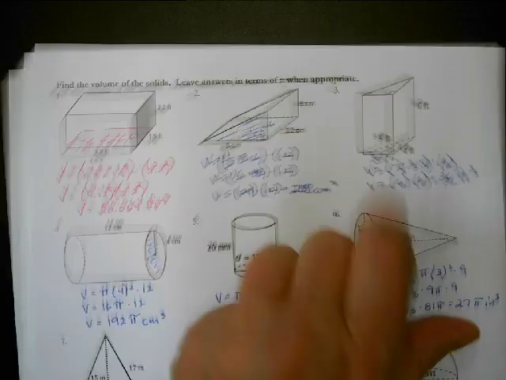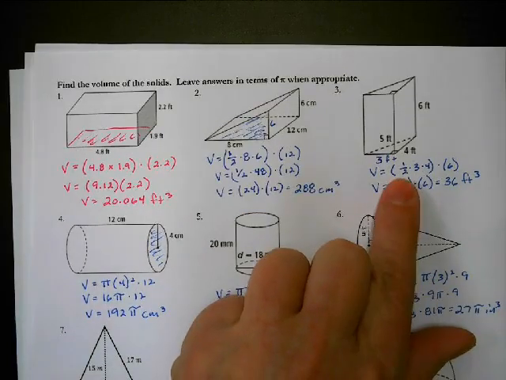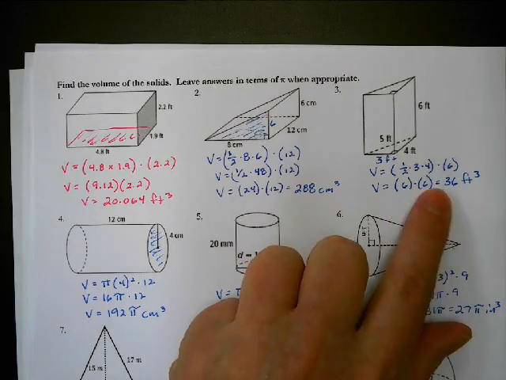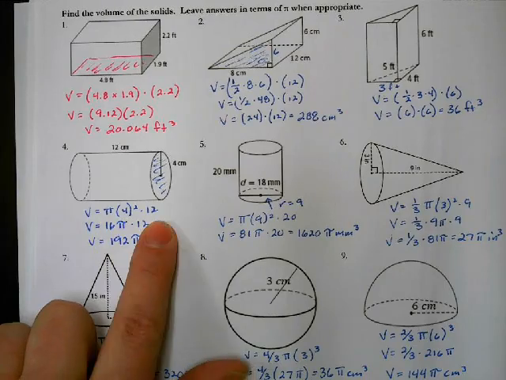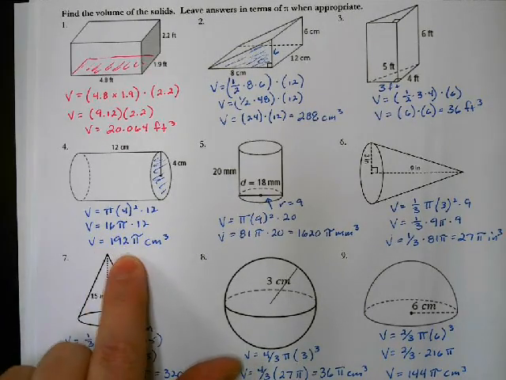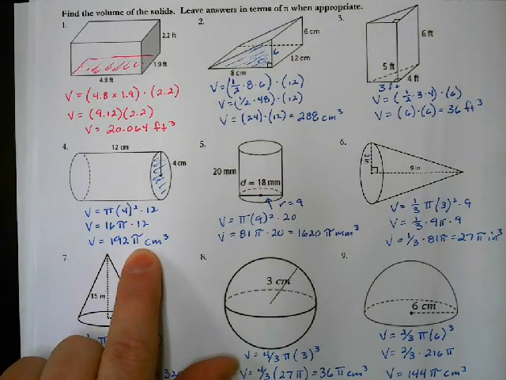Number 4, we've got pi r squared times the height of 12. So that's 16 pi times 12, 192 pi centimeters cubed. So that's the exact answer. If we wanted to give a decimal answer, we would just do 192 times pi in our calculator and then round it appropriately.